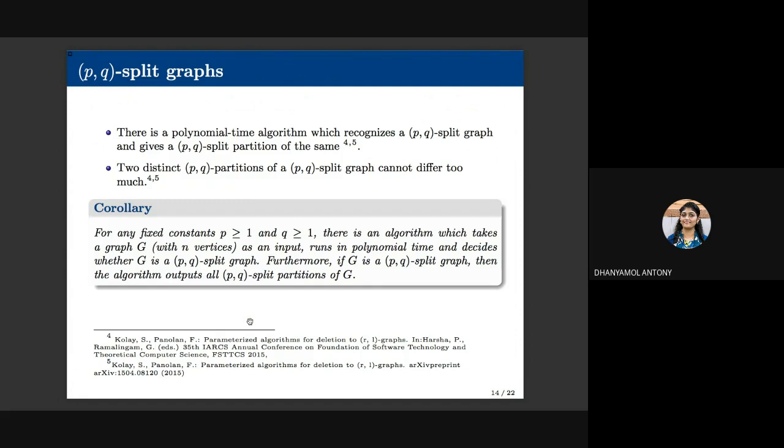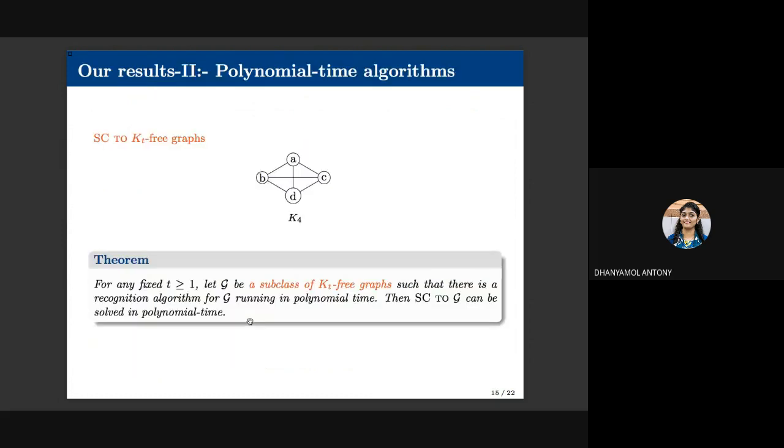For any fixed constants P greater than or equal to 1 and Q greater than or equal to 1, there is an algorithm which takes a graph G as an input, runs in polynomial time, and decides whether G is a PQ split graph. Furthermore, if G is a PQ split graph, then the algorithm outputs all PQ split partitions of G. We used this result in our polynomial time algorithm for SC2 K_T-free graphs, where K_T is a complete graph on T vertices.